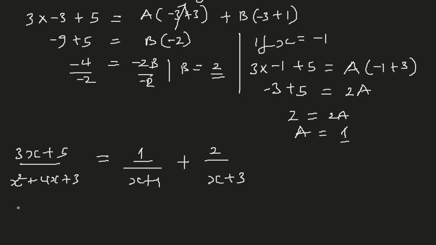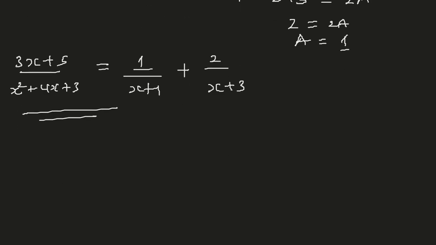So those are the procedures for expressing a rational fraction like this as a sum of its partial fractions. These are the partial fractions. Let's look at one more example.